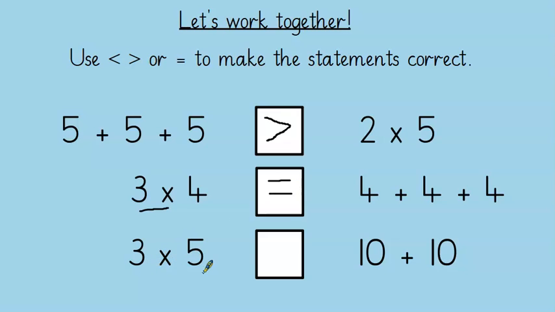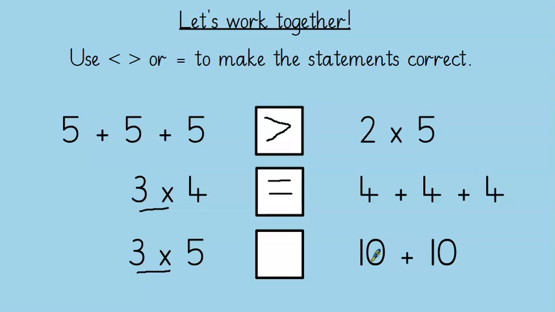Last one, 3 times 5 is 5 3 times. You see that's 3 times. And this is 10 add 10, which has actually not got any 5s in it. So how would I figure out which side has the greater number?